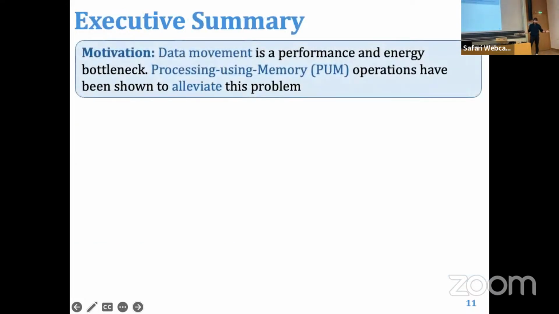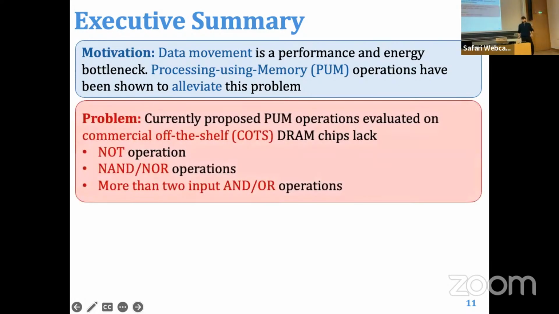We know from the lecture that data movement is a really big performance and energy bottleneck. Previous work has shown that processing using memory operations can alleviate this problem. We can do the processing in memory and not have all the data movement that we would normally have. So the problem is that current work in processing using memory, especially the ones that focus on commercial off-the-shelf DRAM chips, lack the NOT operation. The NOT operation has not been shown. They also lack the NAND and NOR operations, which also have not been shown.